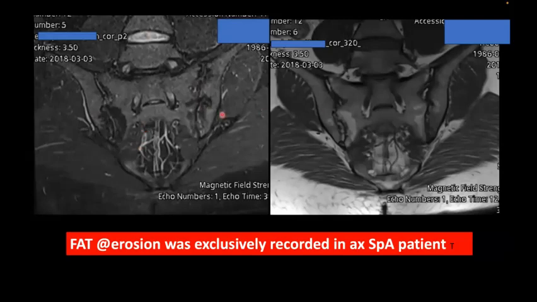But if you see the same level in the T1 image, you can see significant erosion, and you can see fat metaplasia at the joint itself. So you can see here, one here and one here. And you can see another erosion here. It's a small erosion here, but there's significant erosion here. So fat at the erosion area, like this, was almost exclusively recorded in axial SpA patients.